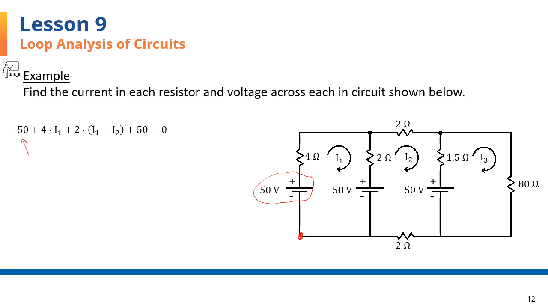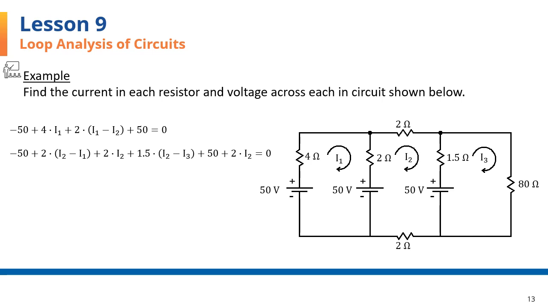The next one is a voltage drop of 4 times I1, because I1 goes through this resistor. And because it's a voltage drop, I add it to the list, plus 4 times I1. The next one can be considered a drop of 2 times I1 minus I2, written here with a plus sign. And the last voltage is a voltage drop of 50 volts, so it will be added as plus 50, set equal to 0, and that completes the KVL for this first loop.